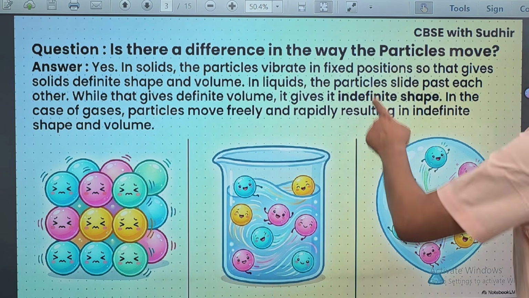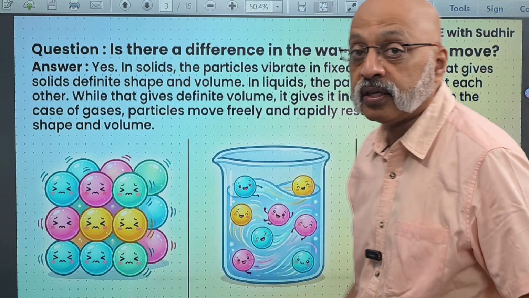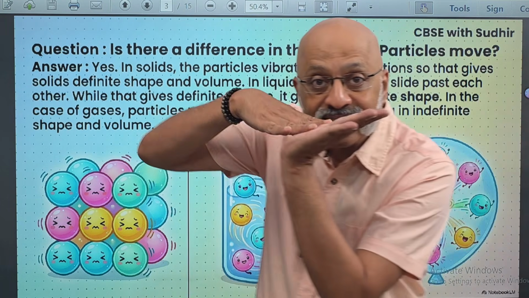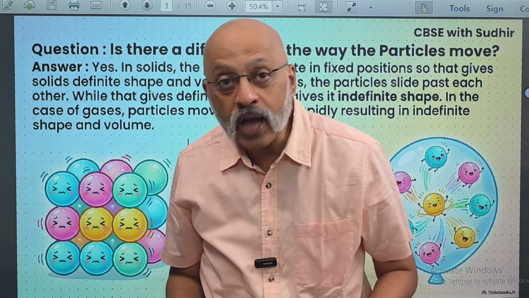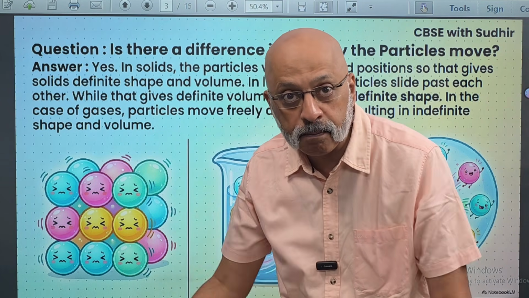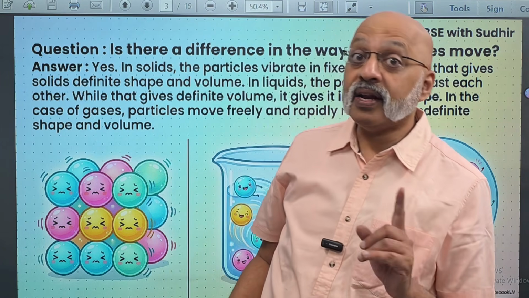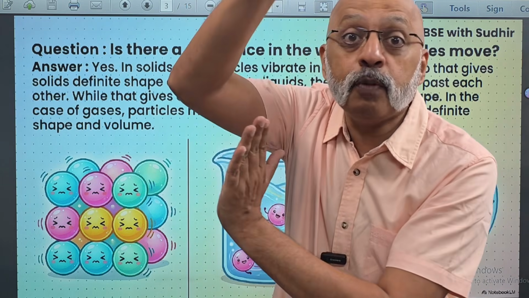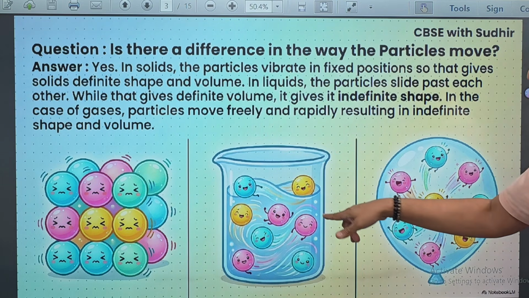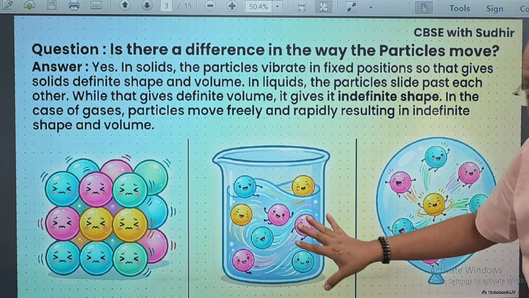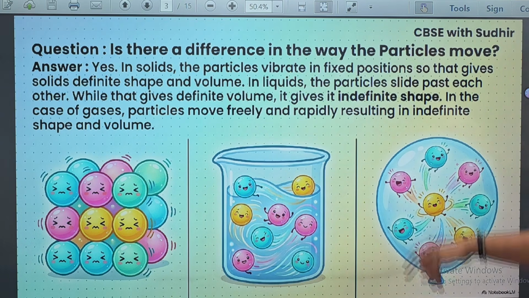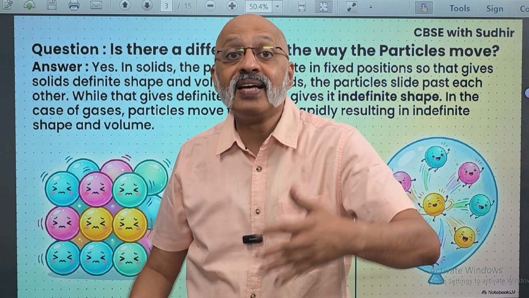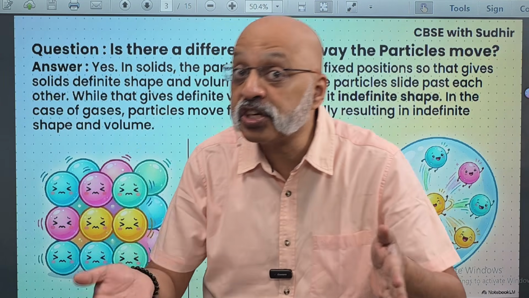But in liquids, the particles slide past each other. Each of these particles is sliding past each other. So how do you remember it? When you step on, let's say, a puddle of water, the likelihood of you slipping is very high. It is because the particles slide past each other. While that gives a definite volume, it gives an indefinite shape. Because they slide past each other, a liquid never has a particular shape. It takes the shape of the container.